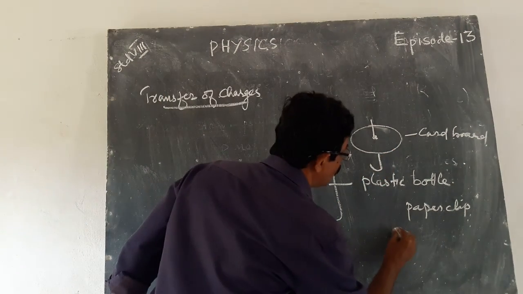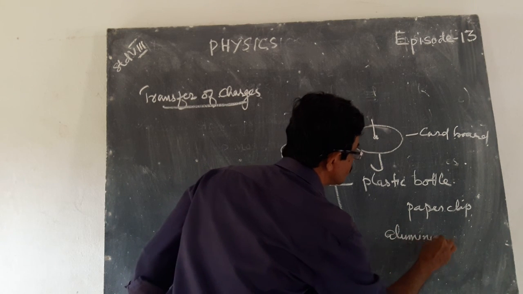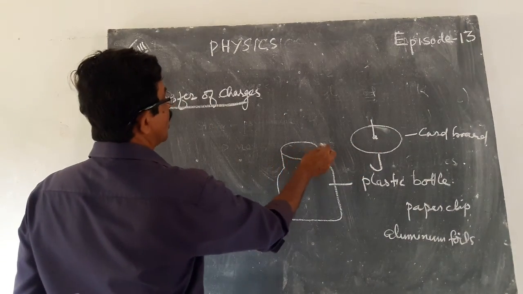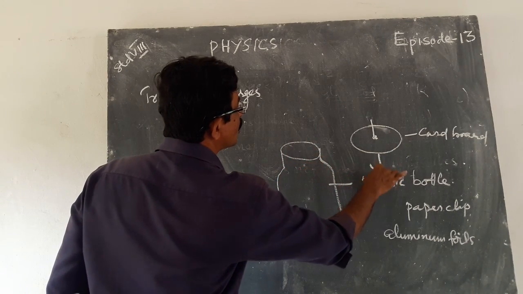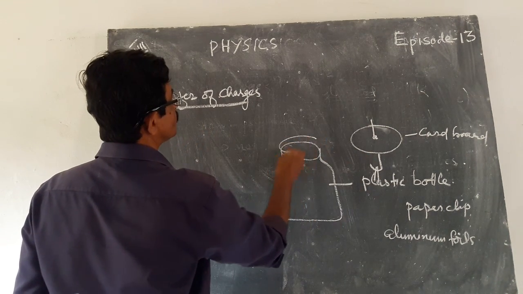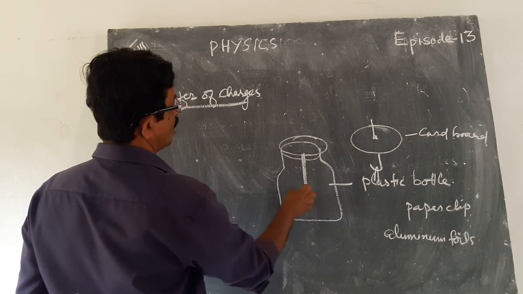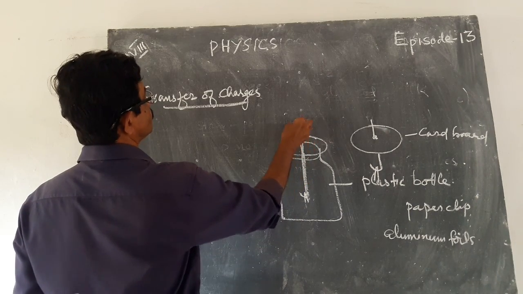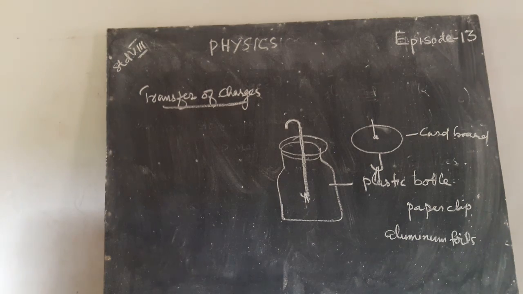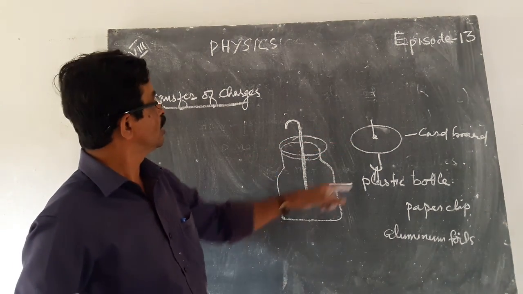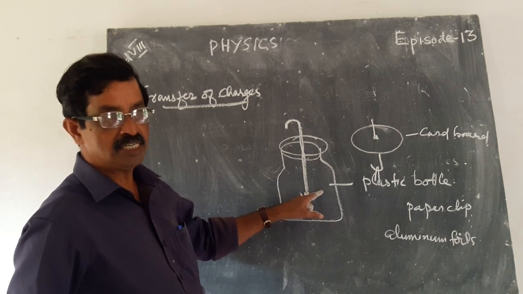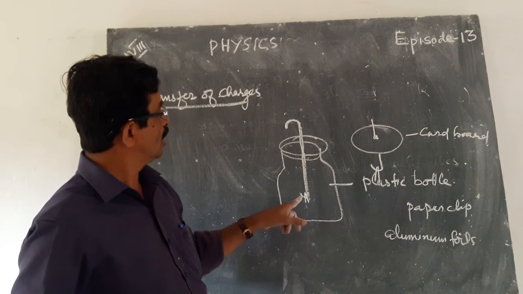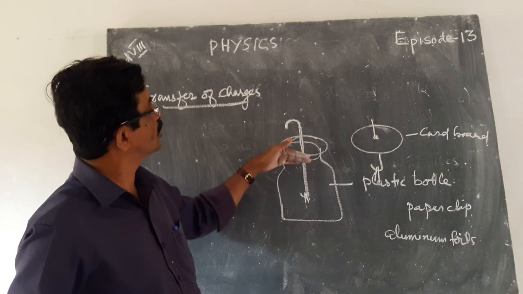Then cut two aluminum foils. Then arrange these aluminum foils on this hook like this. Paper clip, here aluminum foils. What are the things we require to construct this arrangement? That means plastic bottle, cardboard, paper clip, then aluminum foils. Keep these aluminum foils at this part and close this one.